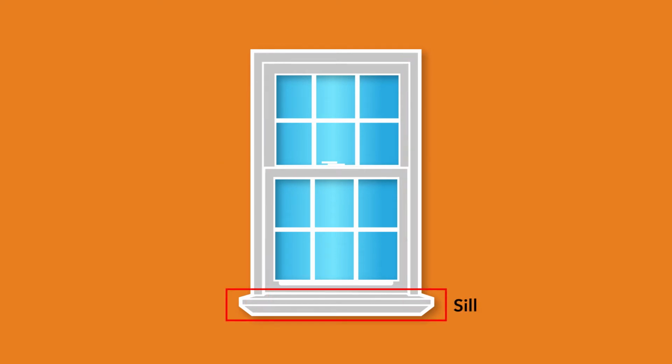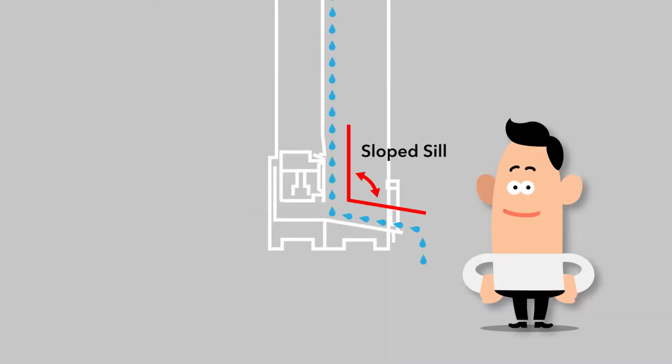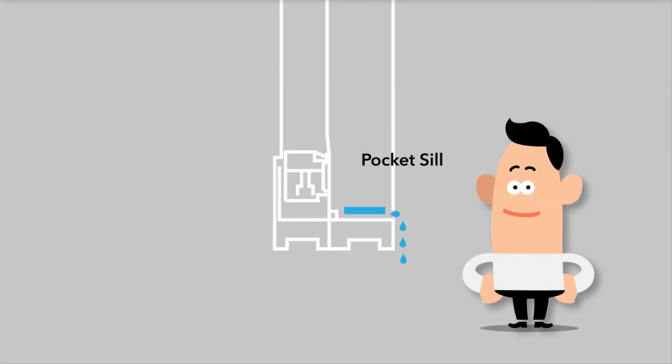The type of sill in a window determines how water is kept from coming inside the home. On windows with sloped sills, the sash sits down on the top of the slope of the sill, which allows water to run off to the outside. Some windows have a pocket sill. Water collected in the sill escapes to the outside of the home through weep holes.